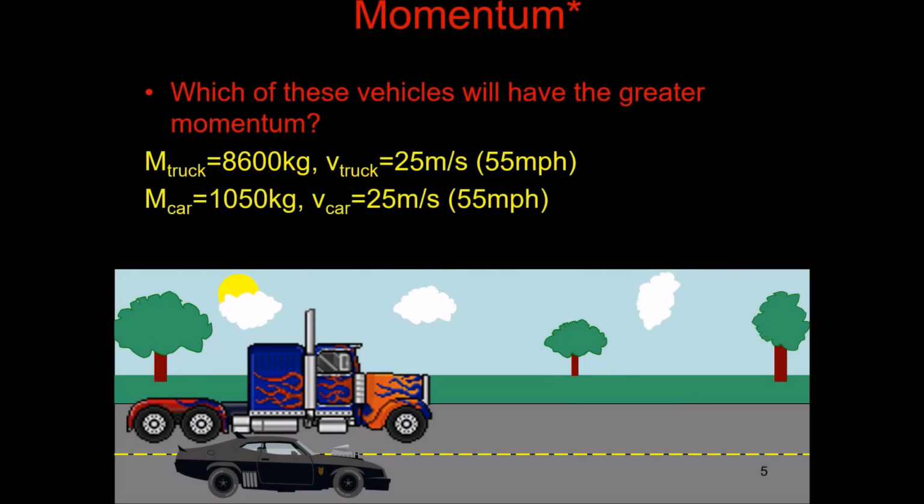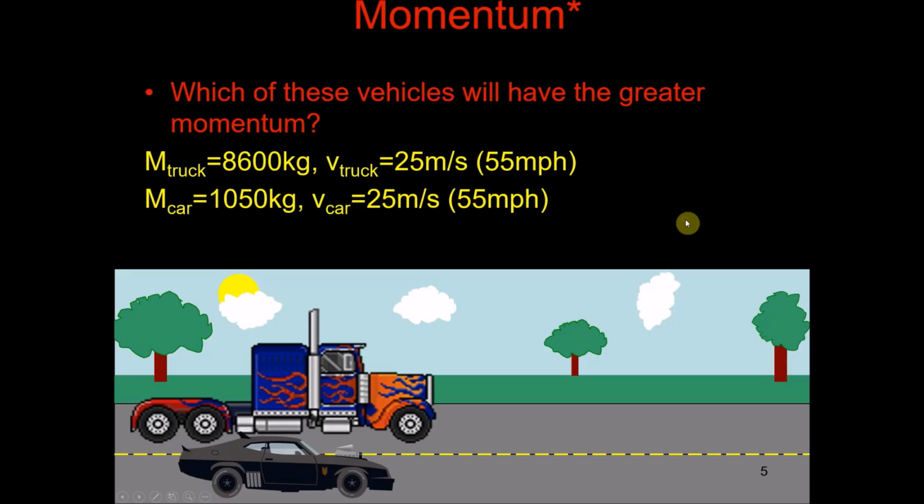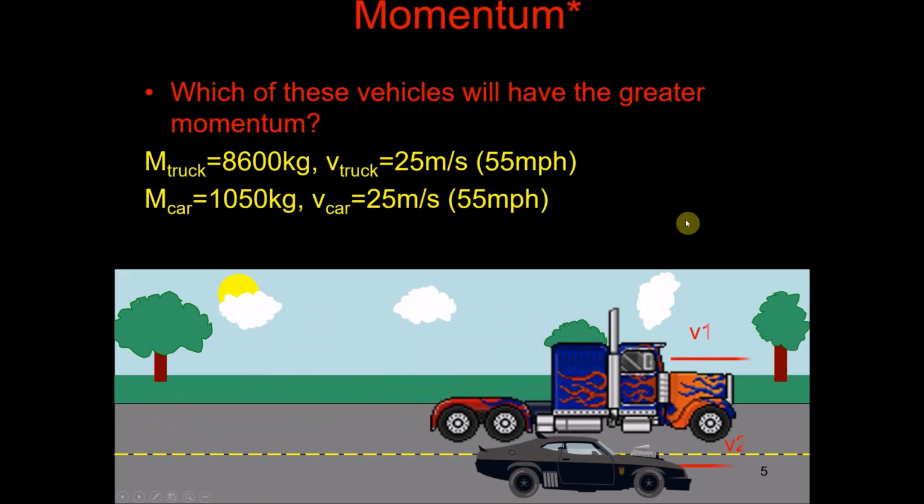So, as a basic introduction, which of these vehicles will have the greater momentum? Here we have Optimus Prime as a truck, and we have Mad Max's car here. The truck has a greater mass of 8,600 kilograms, while the car has a mass of 1,050. The velocities are equal at 25 meters per second, and just for reference purposes, that's about 55 miles per hour. Vroom.